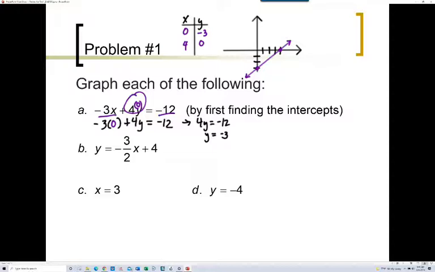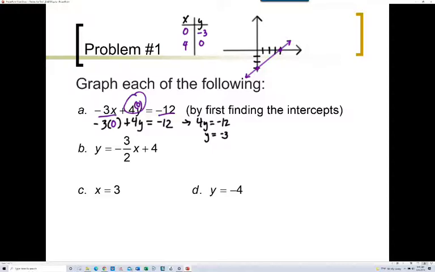So that's how we find the graph using the intercepts. And notice this is in what we call standard form. And in a case like this, often it's the case that the intercepts are a good way to graph these.